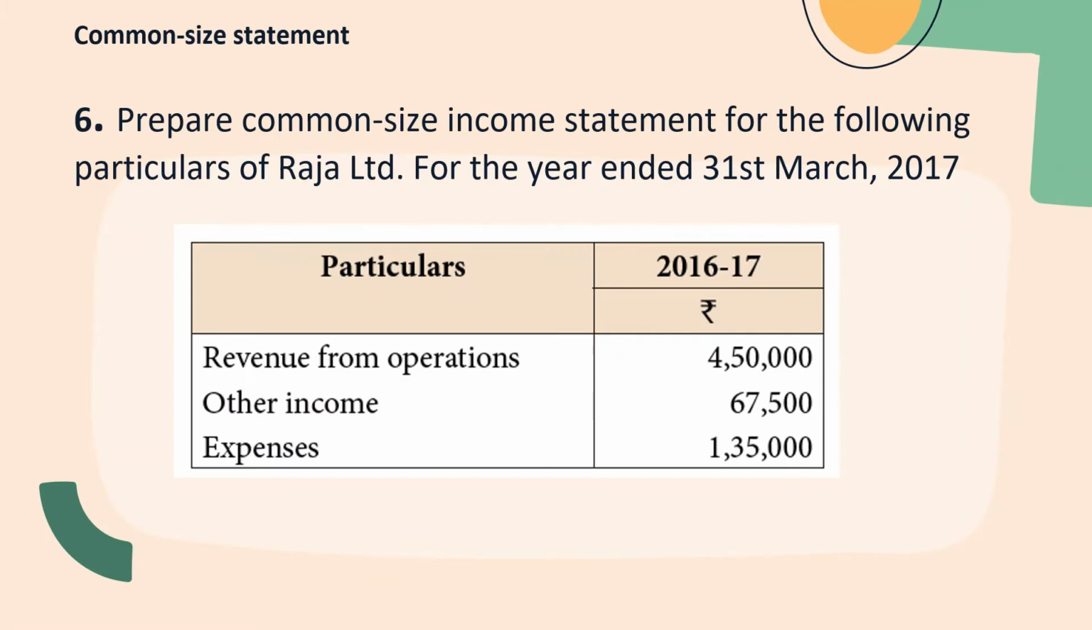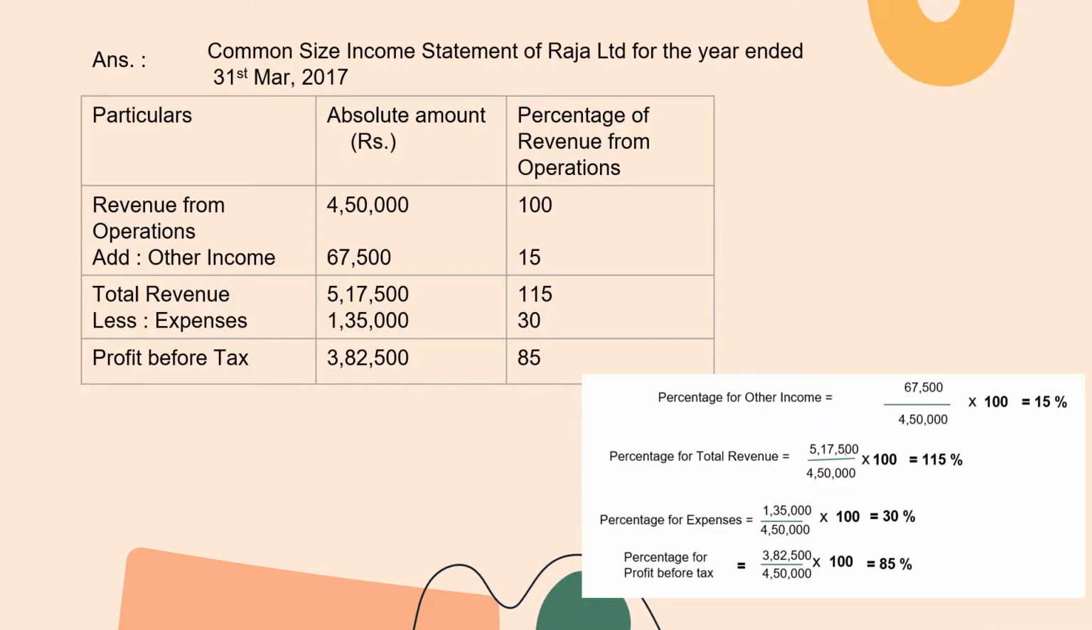Now we'll see the book back sum, 6th sum. Prepare common size statement for the following particulars of Raja Limited for the year ended 31st March 2017. Here this is an income statement, so you have to add the incomes and subtract the expenses and income tax. If income tax is given, I'll show the answer. Now see, you have to write the title: common size income statement of Raja Limited for the year ended 31st March 2017. So here we have 3 columns.